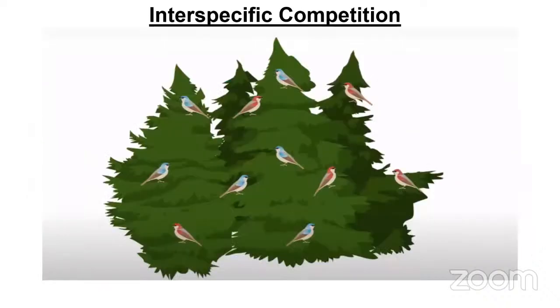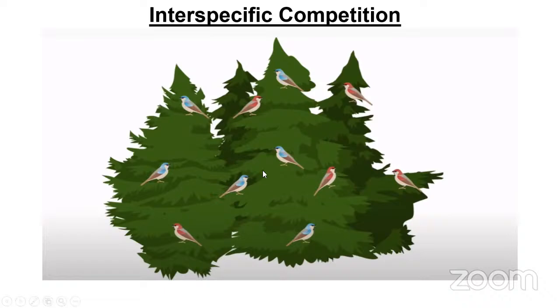And then the other type of species interaction is interspecific competition. What is interspecific competition? It is a type of competition between different species for the same requirement. The requirement can be for food, or it can be for space, the same space.